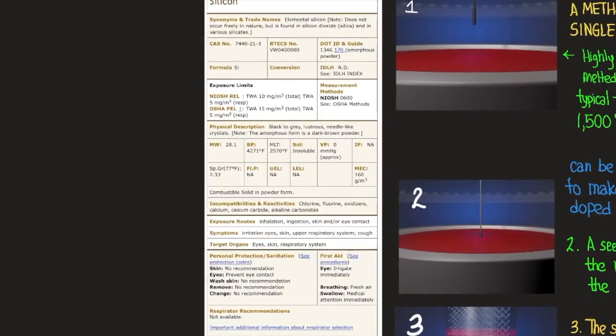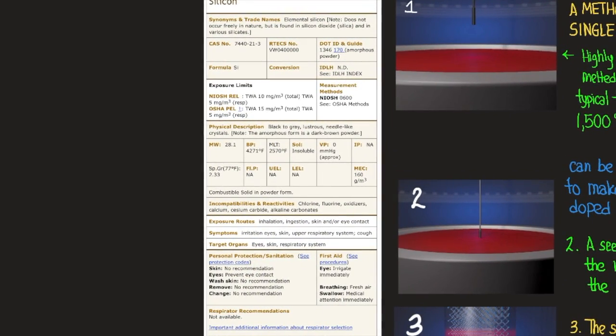Here's just a quick image about silicon. This is an app that I bought, so it describes a lot of chemistry and a lot of chemicals, and silicon is one of the many descriptions that it presents. Synonyms and trade names. Elemental silicon. Note, does not occur freely in nature, but is found in silicon dioxide, silica, and in various silicates. Its formula is Si. Its exposure limits are presented here.